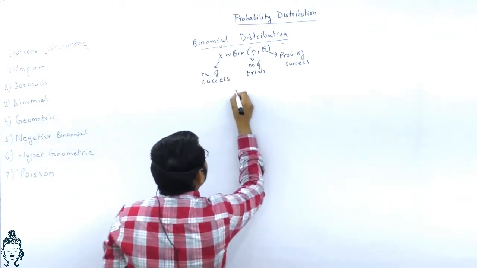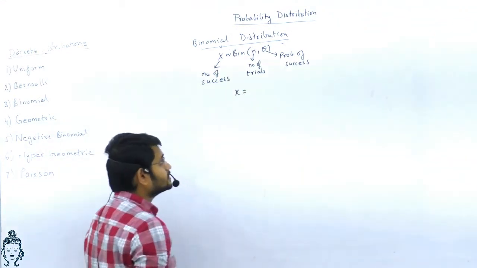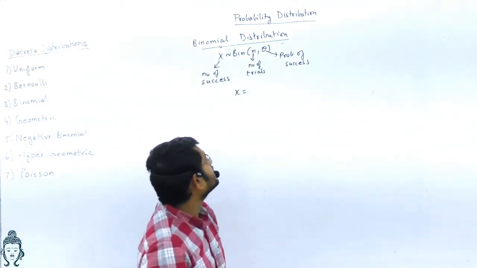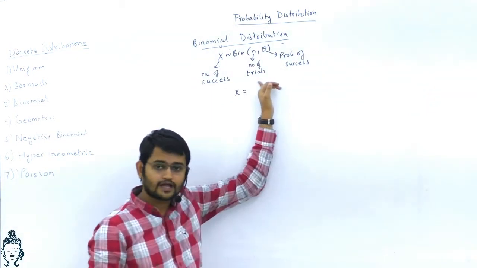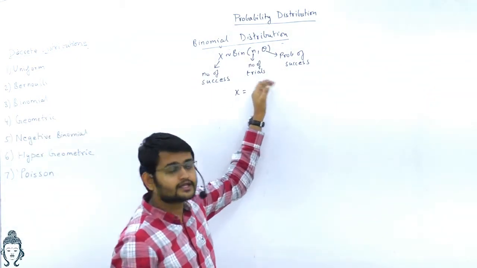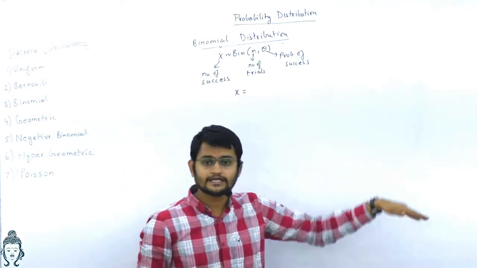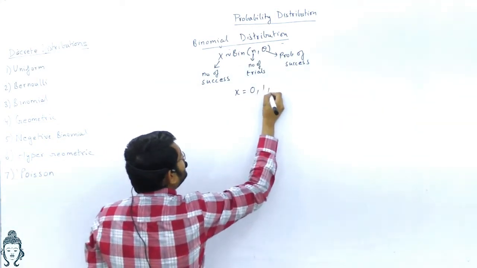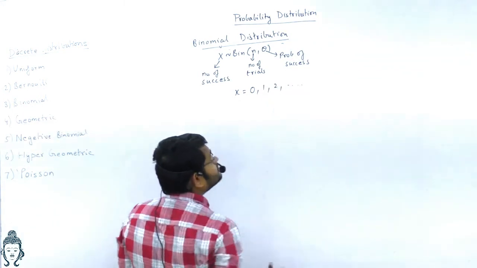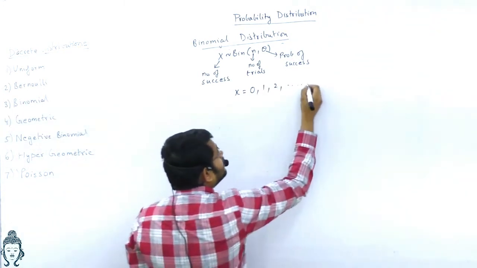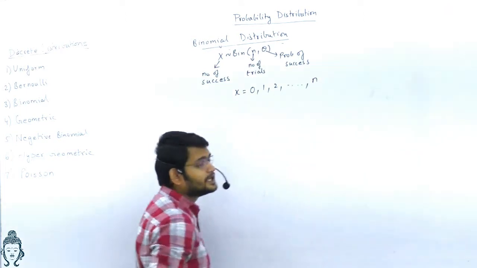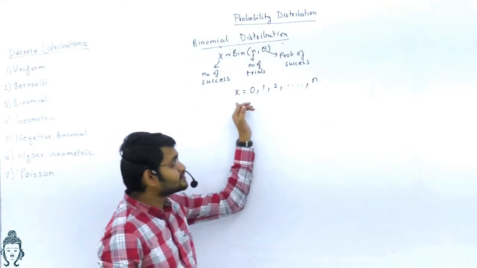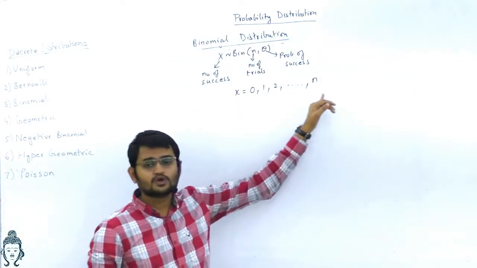So for our possible values of x, the minimum number of successes that I can get out of n trials would be 0. I can get all failures, I can get all tails. So basically the minimum value is going to be 0, then 1 or 2, and the maximum number of successes that I can get out of n trials should be n. So the possible values of x would be from 0 to n.